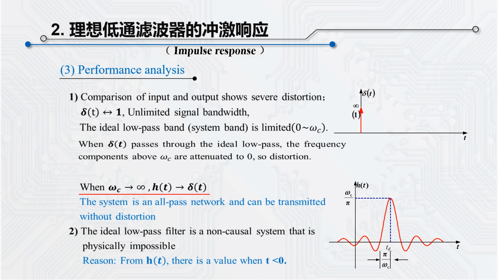If we gradually increase omega c to infinity, at this time h(t) can approach delta t. In this way, the system becomes an all-pass network. It can achieve completely distortionless transmission. From the time domain characteristic of the ideal low-pass filter, we can find that it is a non-causal system. Therefore, the ideal low-pass filter is not a real system in physics.